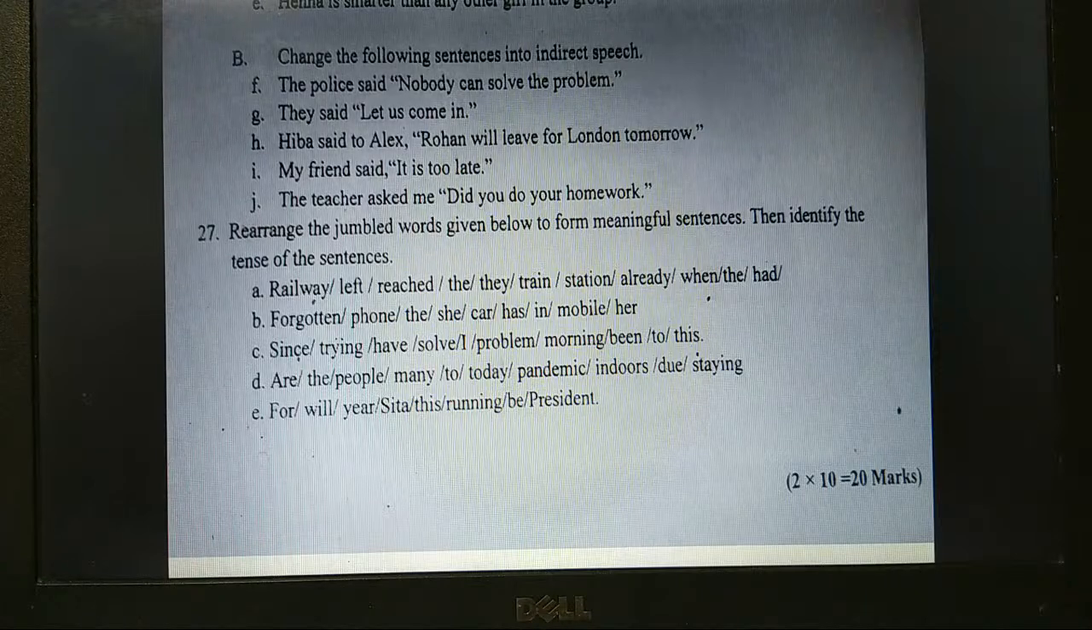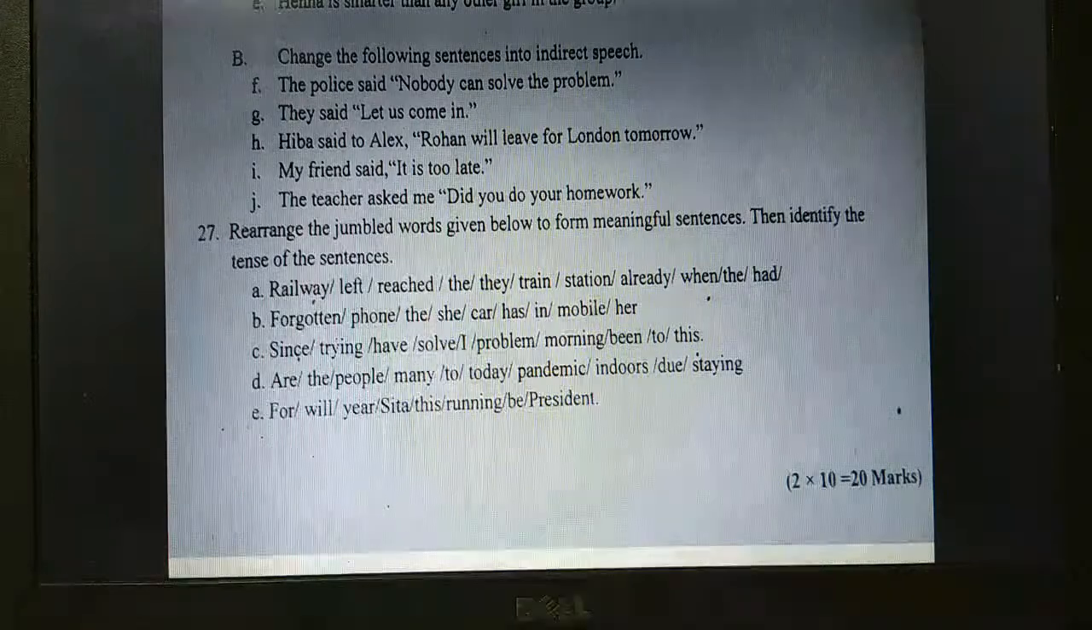Now, the next one, H. Hiba said to Alex, Rohan will leave for London tomorrow. Answer. Hiba said to Alex that Rohan would leave for London next day. Tomorrow will become next day.